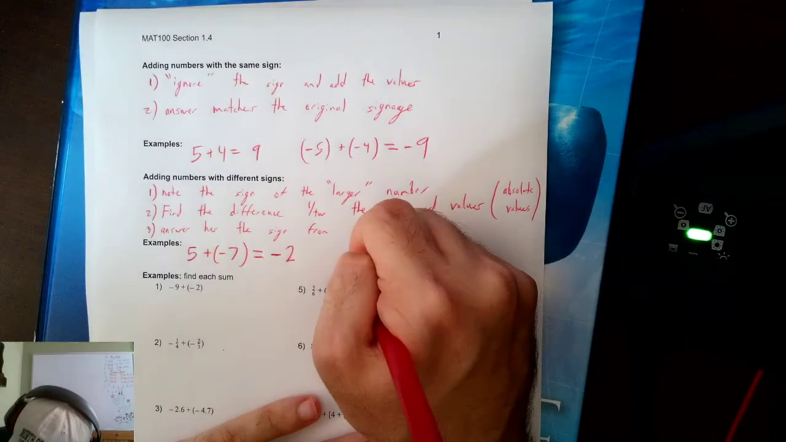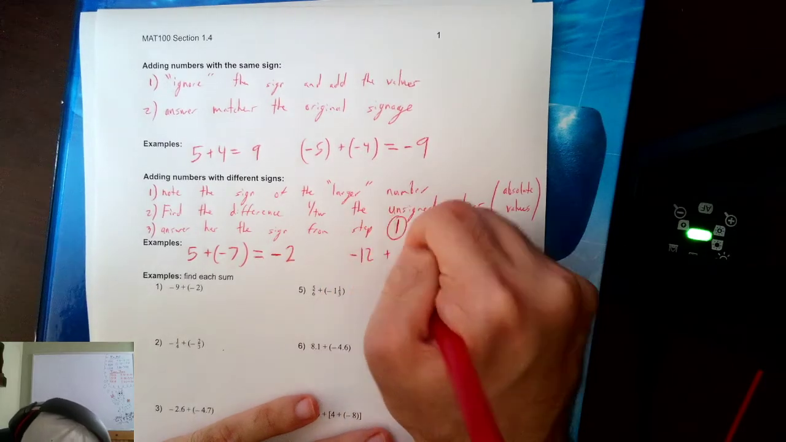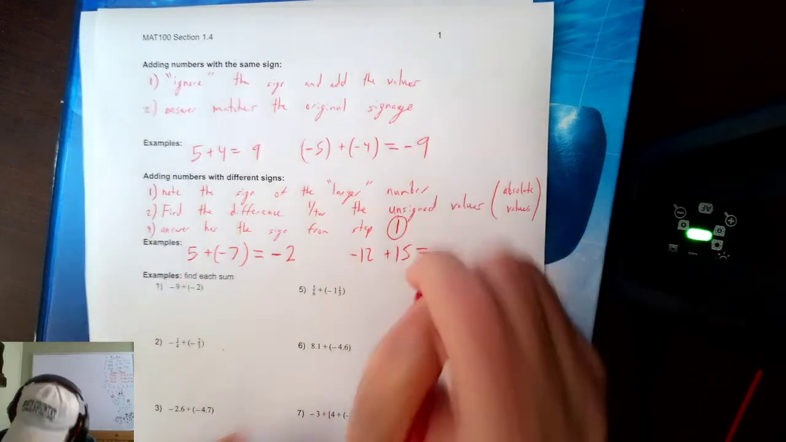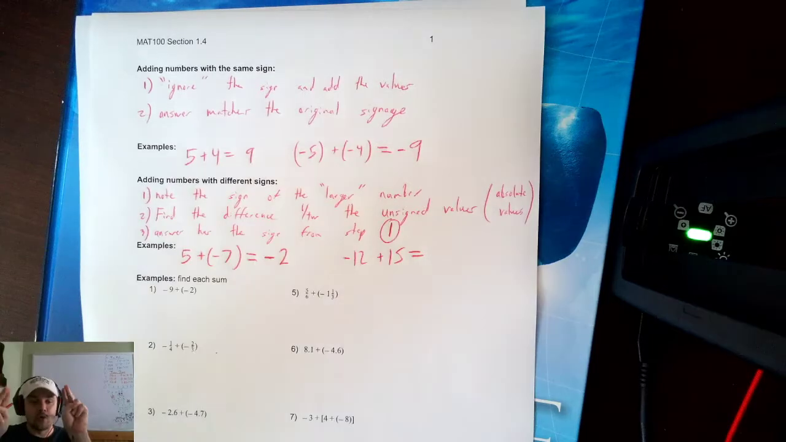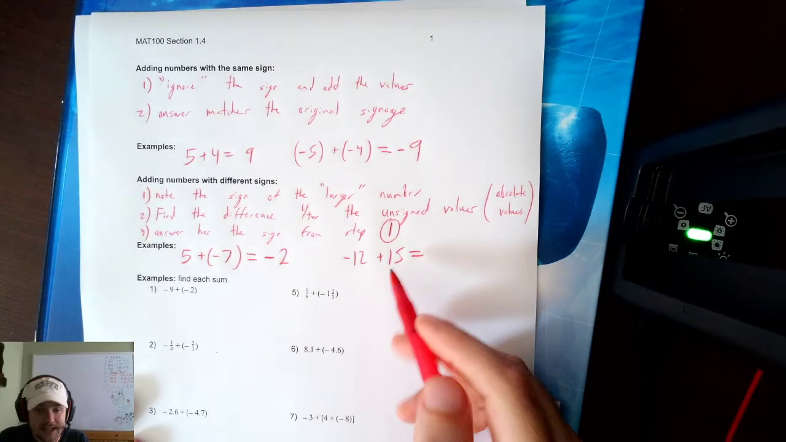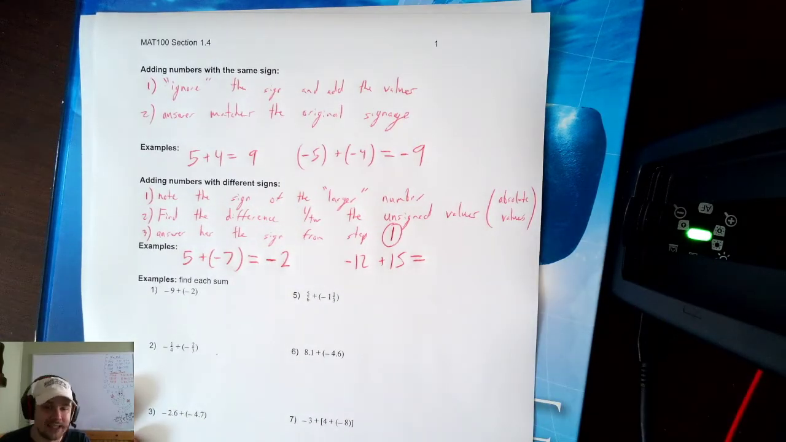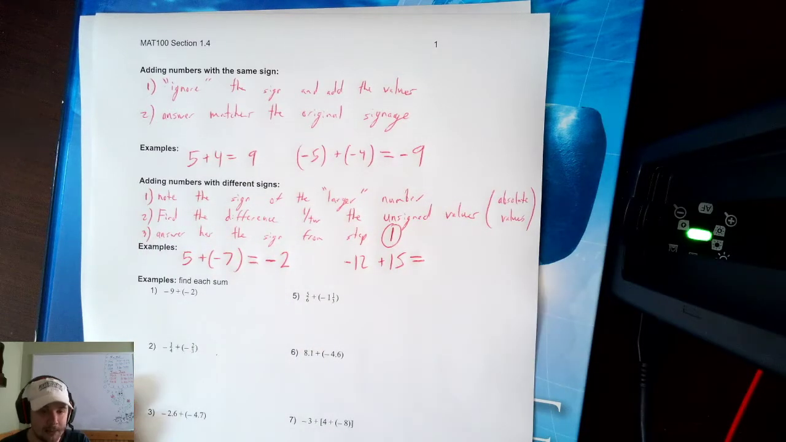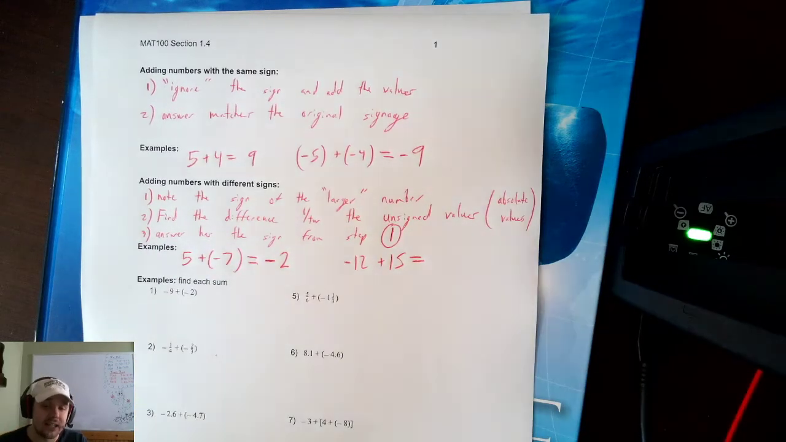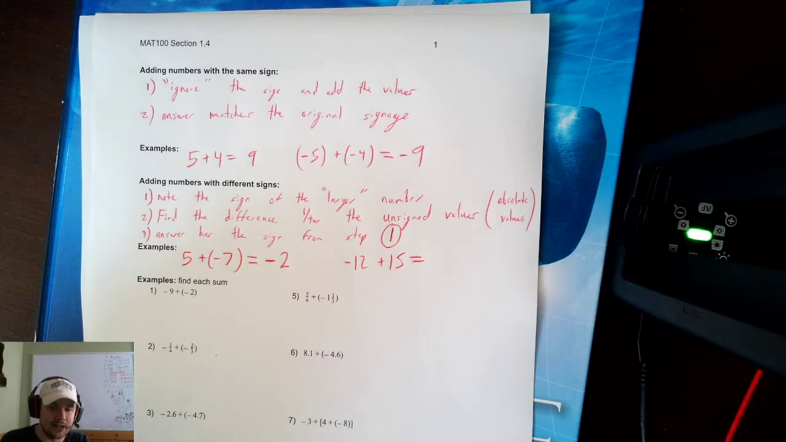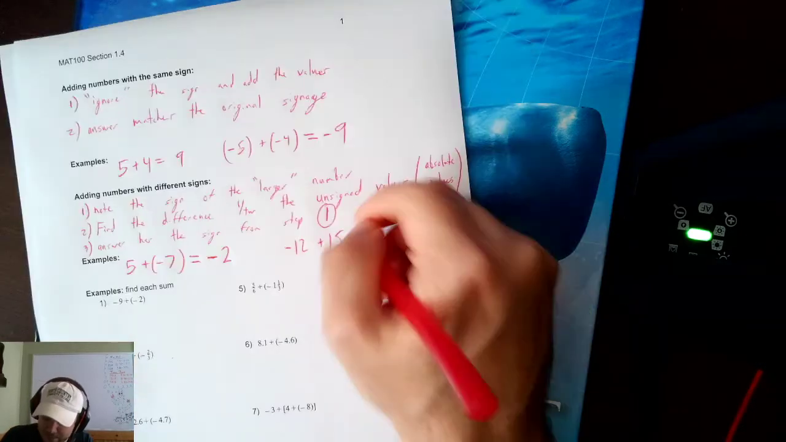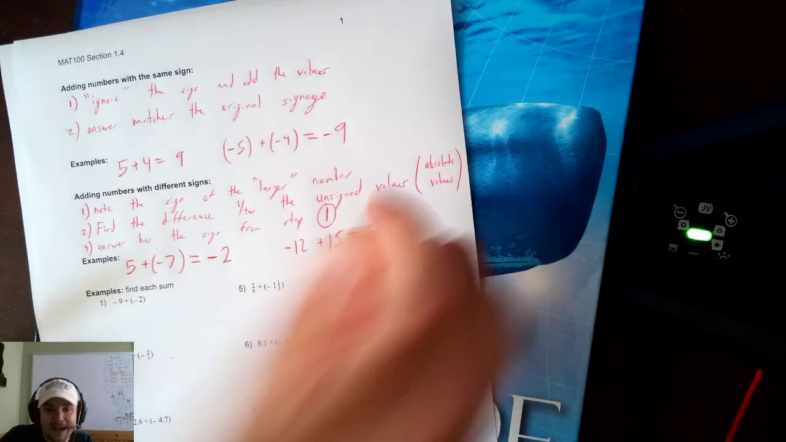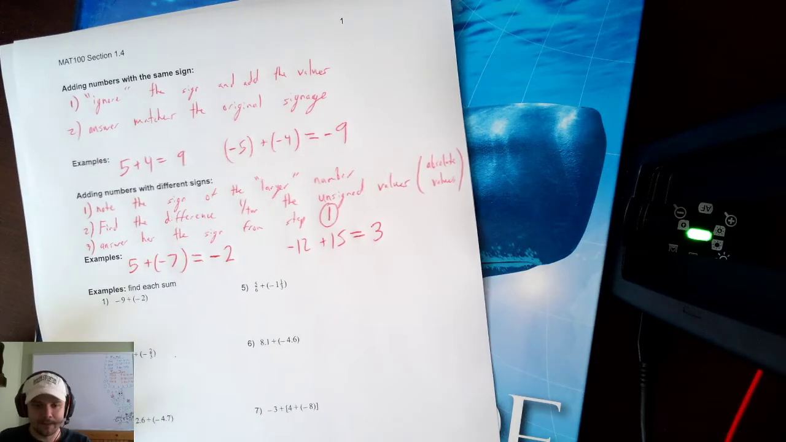If I look at negative 12 plus 15. Well, which of these numbers is, in quotations, larger? 15 is, so my answer is going to be positive. That's what steps 1 and 3 tell me. The second step says I need to look at the difference between those unsigned values. 12 and 15 have a difference of 3, so my answer is positive 3.